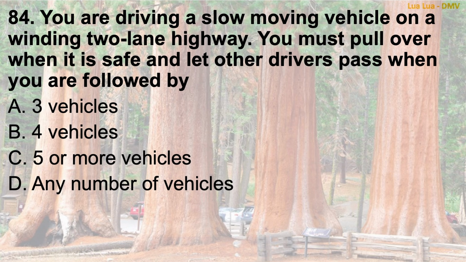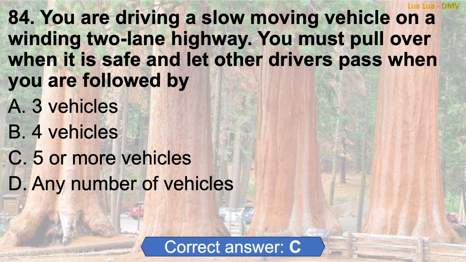Question 84. You are driving a slow-moving vehicle on a winding two-lane highway. You must pull over when it is safe and let other drivers pass when you are followed by A. 3 vehicles. B. 4 vehicles. C. 5 or more vehicles. D. Any number of vehicles. The correct answer is C. 5 or more vehicles.